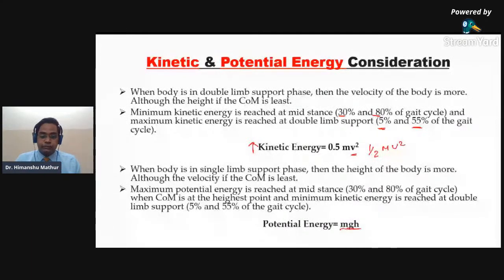Okay, what is the formula? mgh. Right? Here h stands for height, because m is the mass of the body, g is acceleration due to gravity. These are constant in case of any human body, because I cannot change the mass of the body, I cannot change the acceleration due to gravity. What I can change is the height. Okay, height of the COM or the COG.